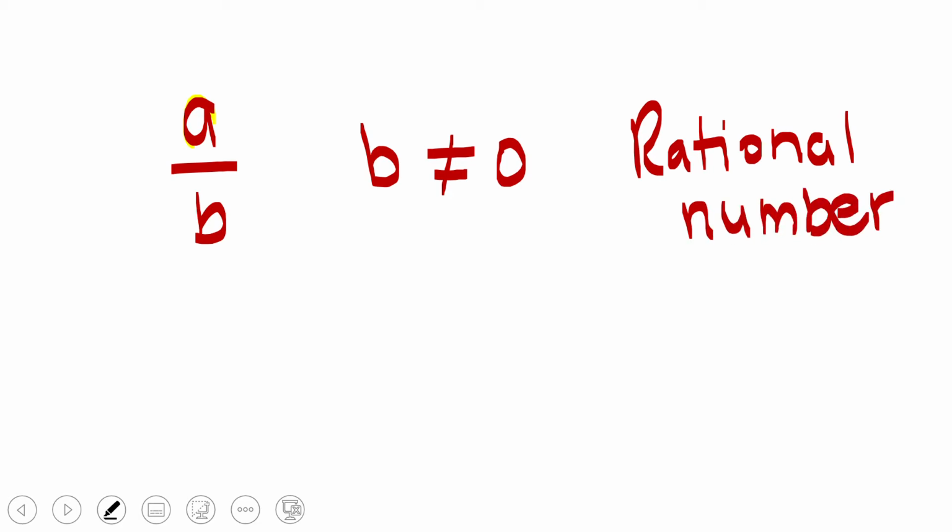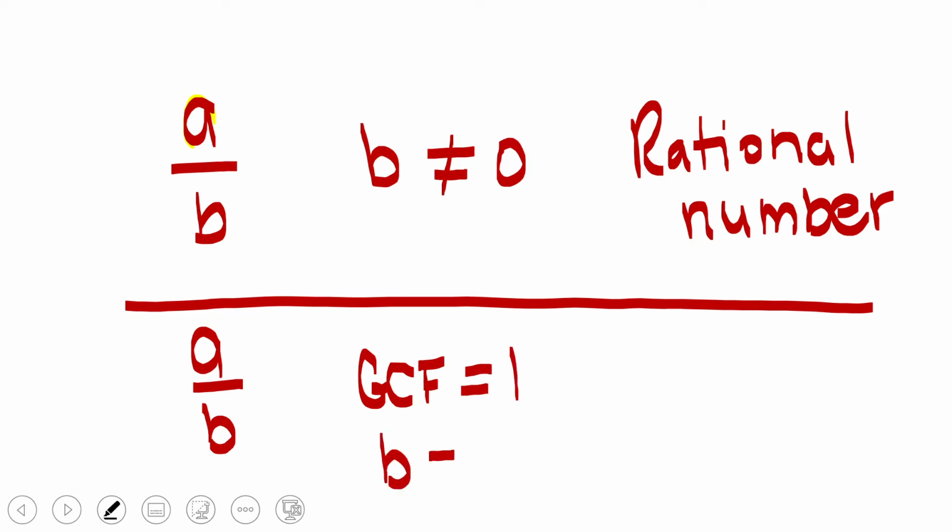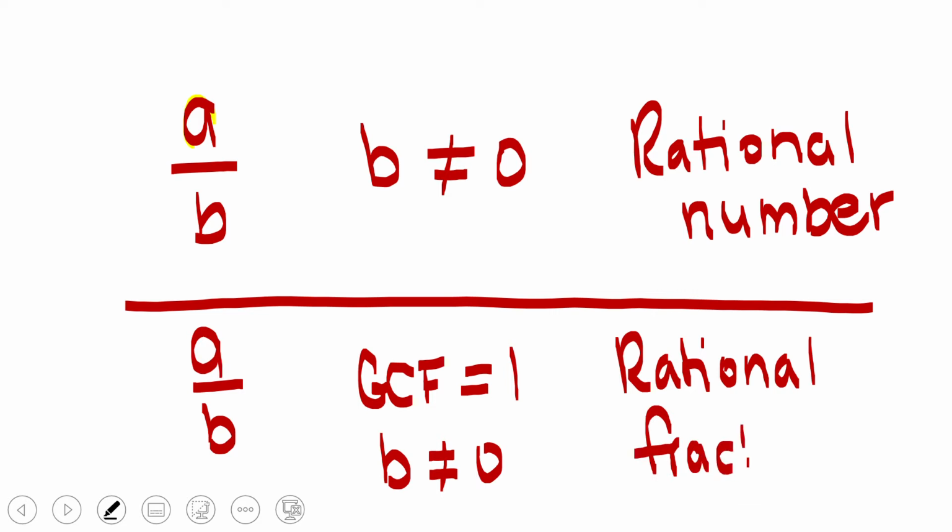And then if we think of a rational fraction, it is a over b in lowest terms, and the GCF is equal to 1. B still cannot be equal to 0 in the denominator. So this is a rational fraction. All of that is fancy terminology for a fraction in lowest terms.